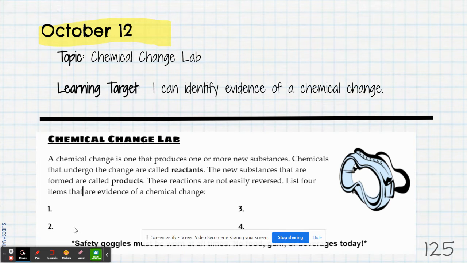Again, our learning target is looking for evidence of a chemical change. The introduction there says a chemical change is one that produces one or more new substances. Chemicals that undergo the change are called reactants, and the new substances that are formed are called products. These reactions are not easily reversed.